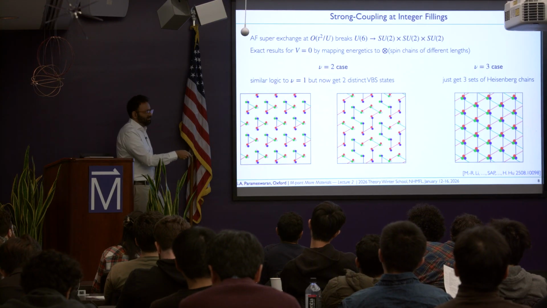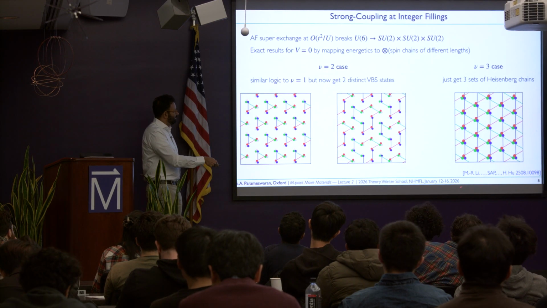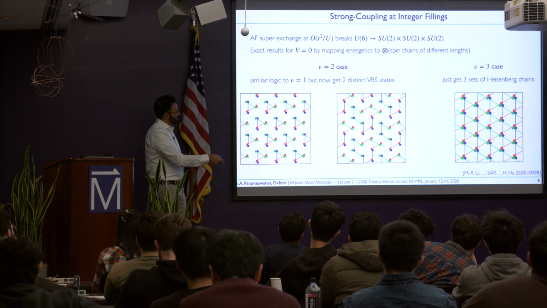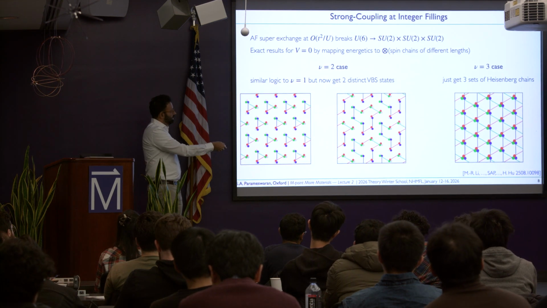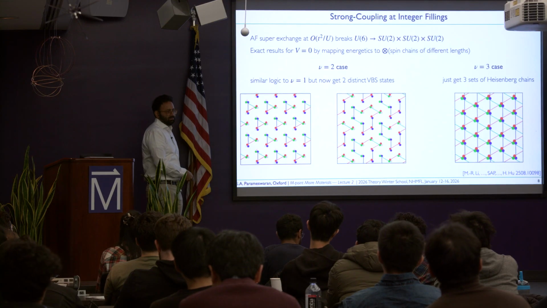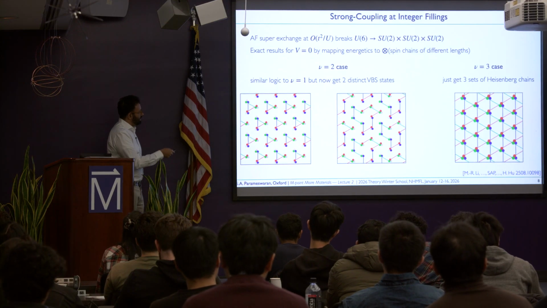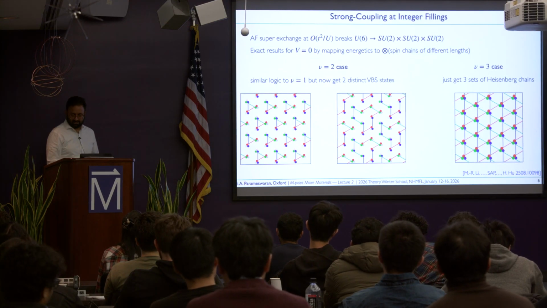And at nu equals 3 it is very easy, because when I do my coloring argument, it turns out the best thing you can do is just color everybody and then compute the energy exactly as three sets of spin chains. So that's easy to do. And so we have this nice caricature of strong coupling states in this problem.